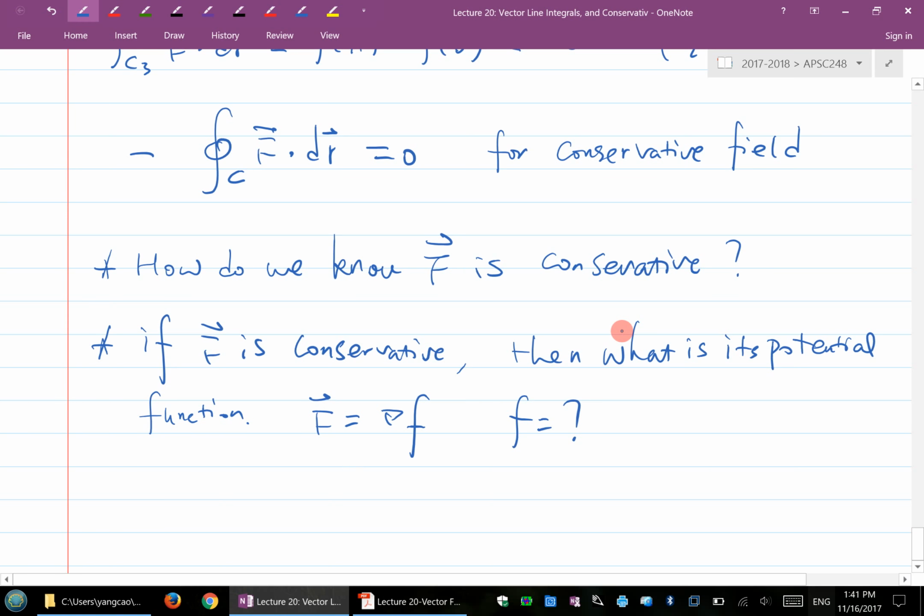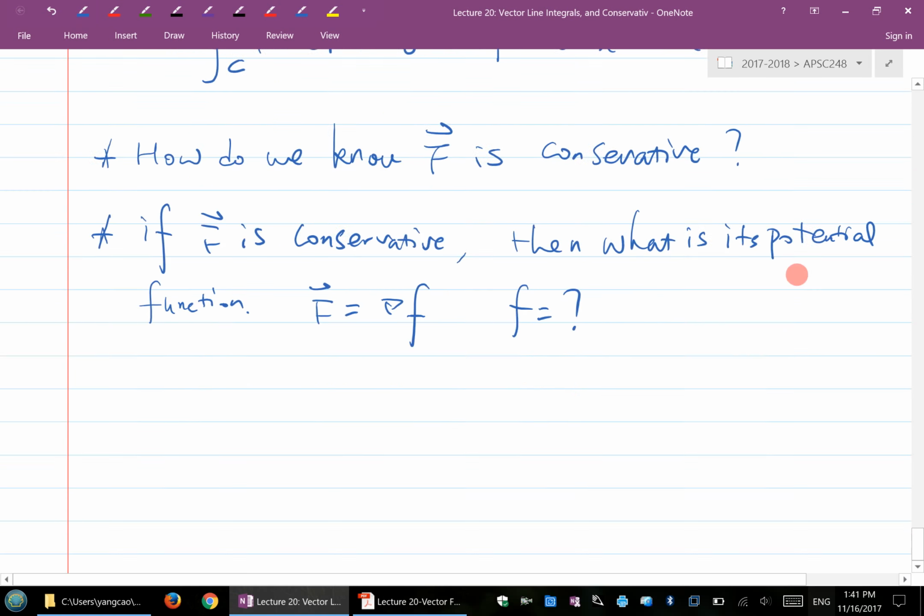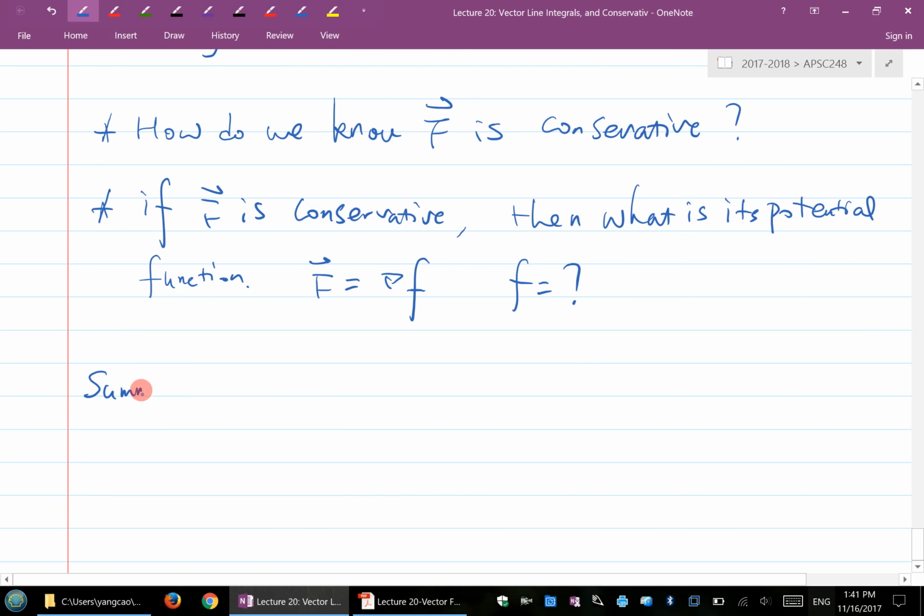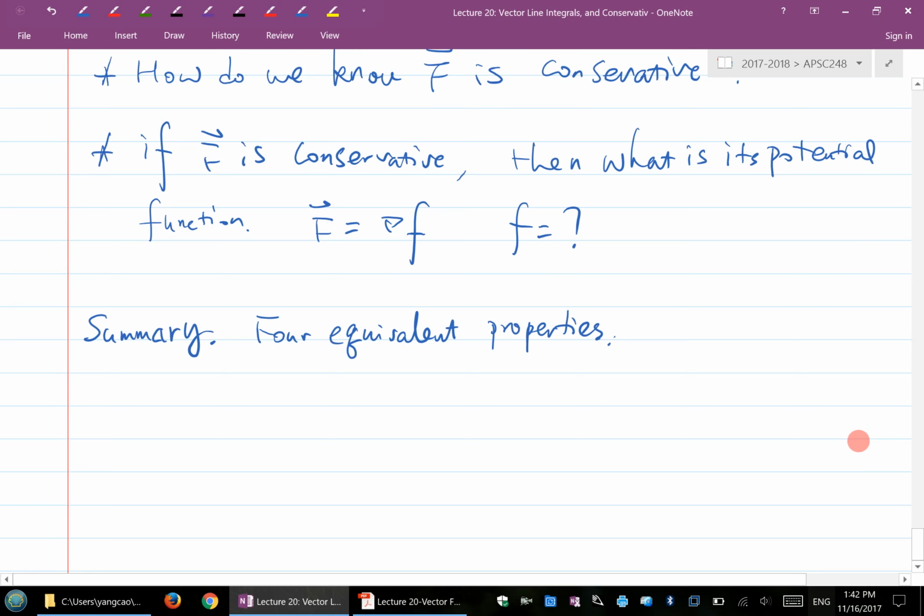But before we answer these questions, I just need to summarize a little bit, and then we can move on to these two questions. So I'm going to provide a summary here. I call it 4 equivalent properties. What are the 4 equivalent properties? I'll just write down 4 statements that are basically equivalent to each other.